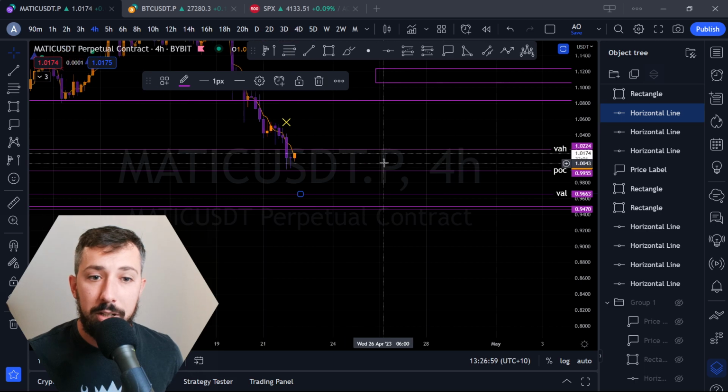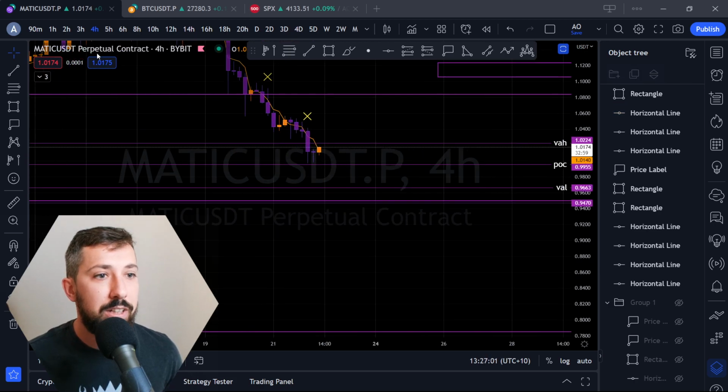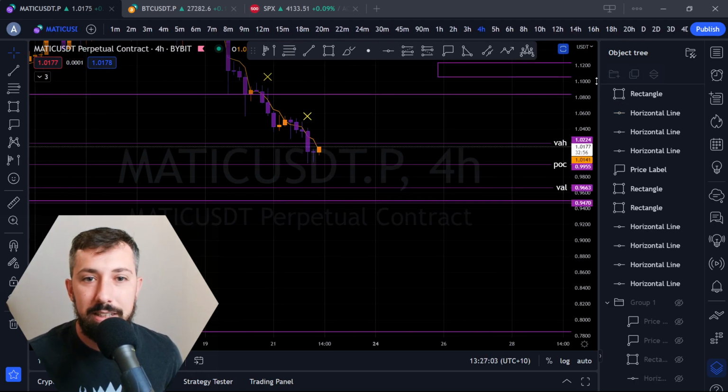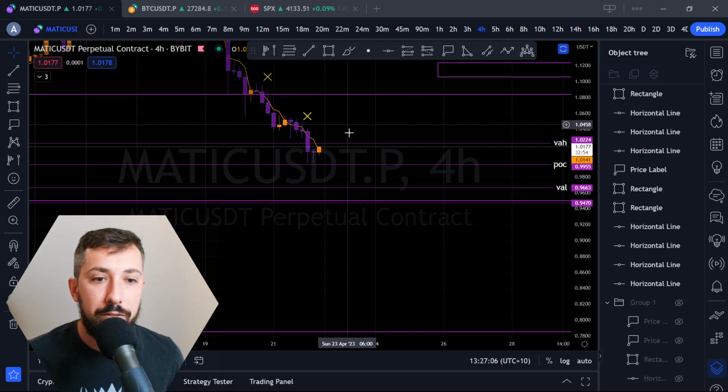Right now we are coming up to the top of the range. Look, price is moving on us. This is done live so we can see. We're at the 4 hour. We're looking for a retracement.